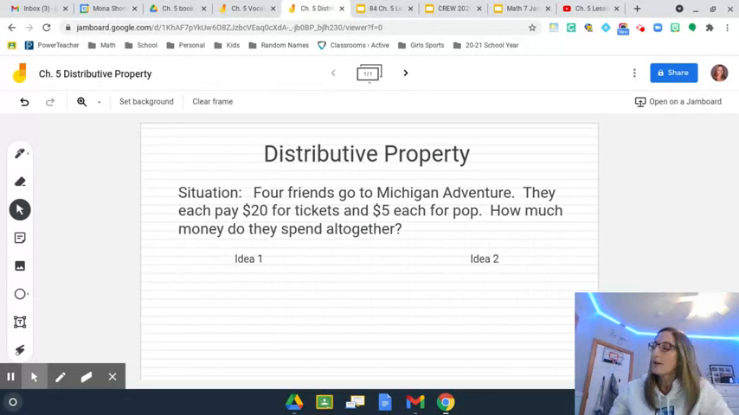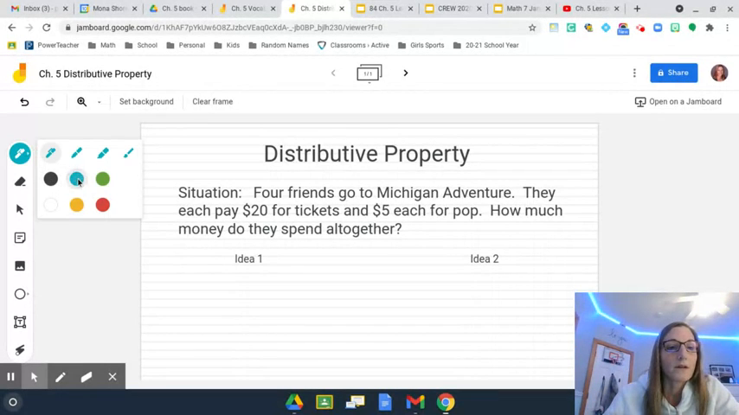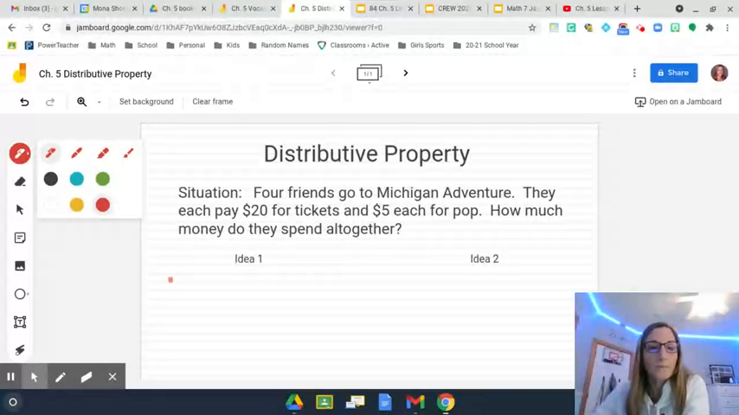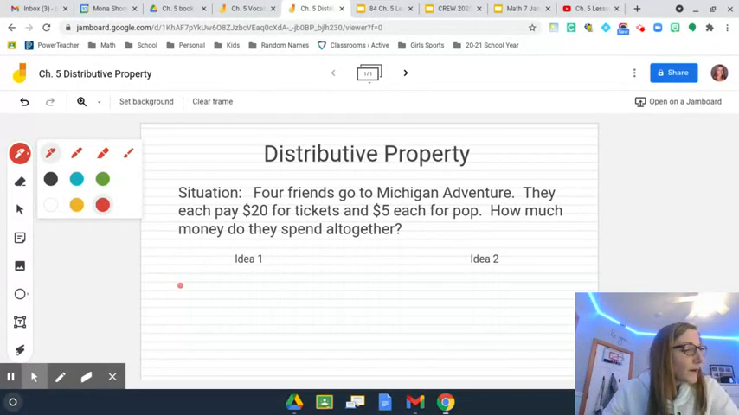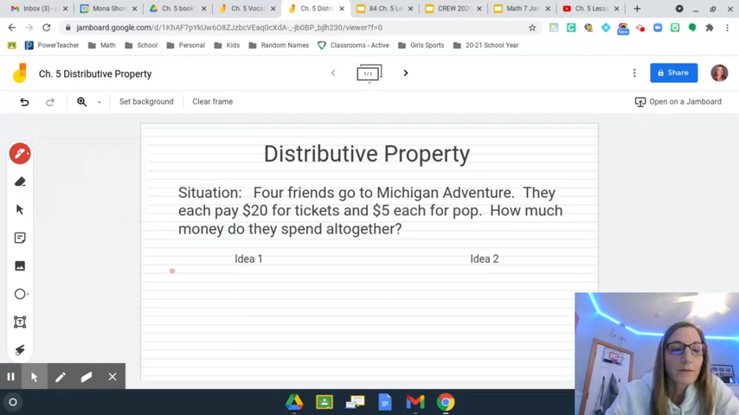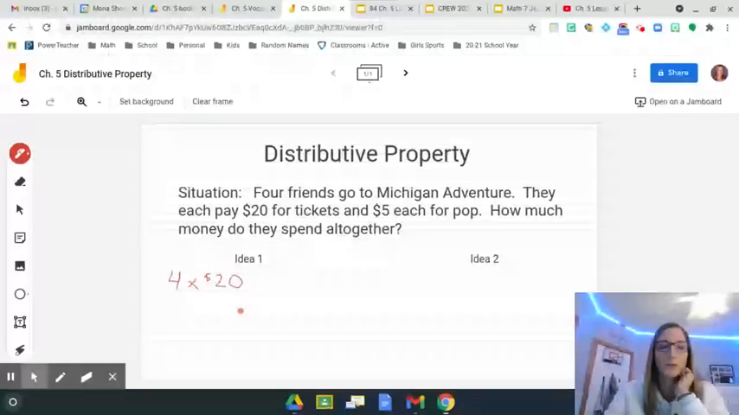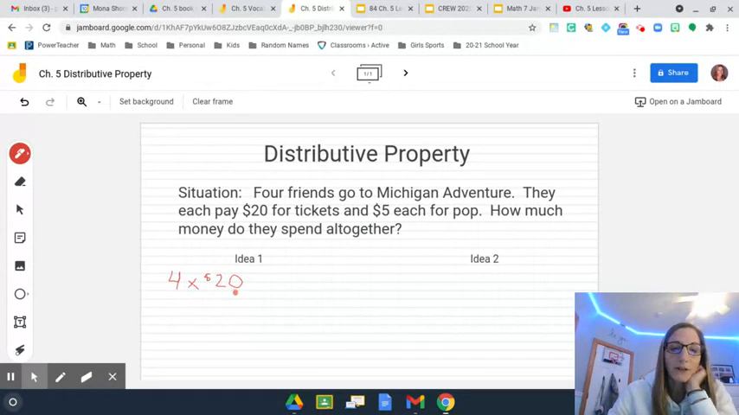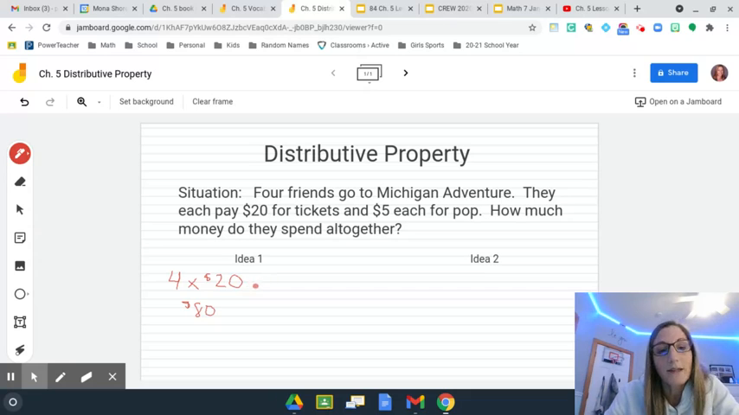And so I'm going to use the pen over here. Let's go red this time. And let's look at example or idea number 1. So if you have 4 friends that are going, and they're each going to buy a $20 ticket, right? And you're looking to see how much you're going to spend all together. Well, think about the ticket price first, right? 4 of you, $20 each. You know that's going to cost $80.